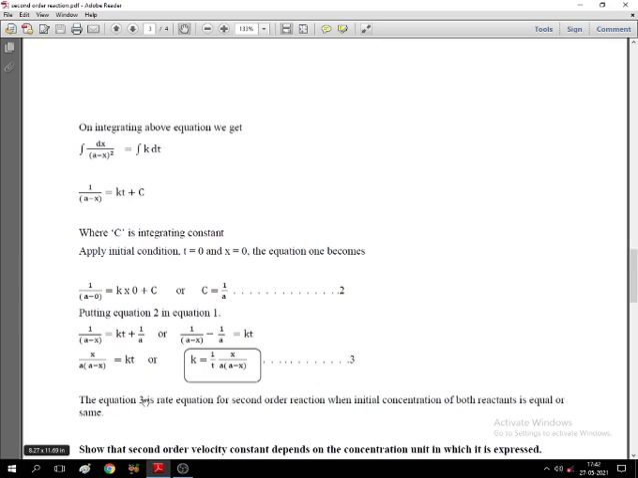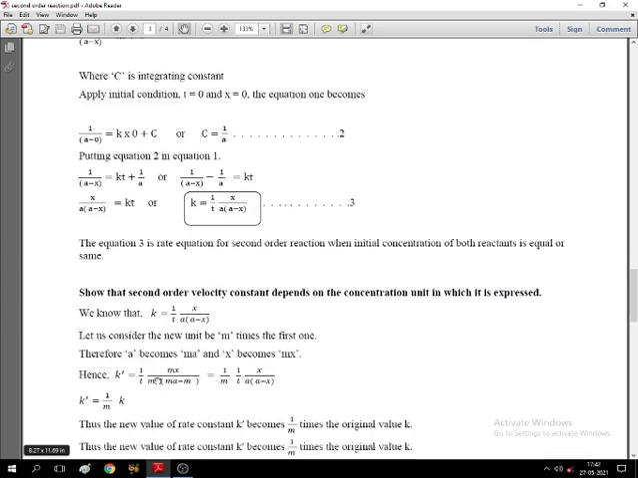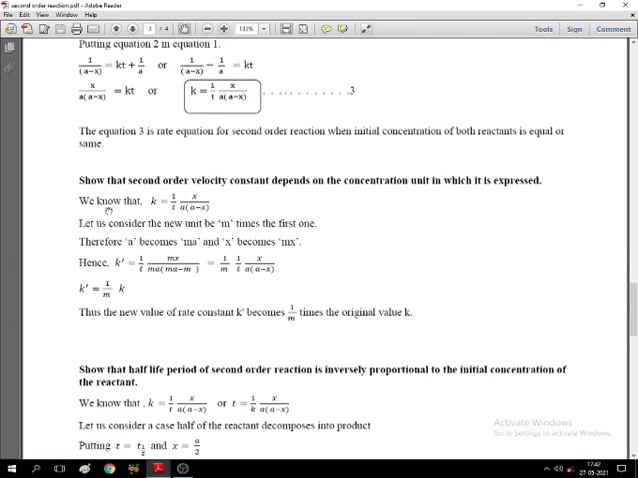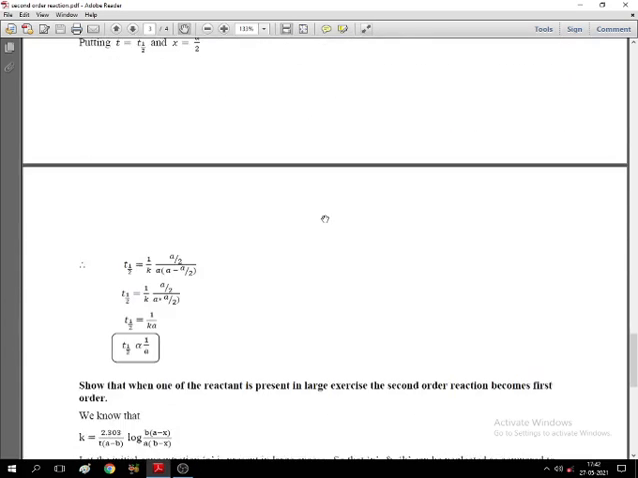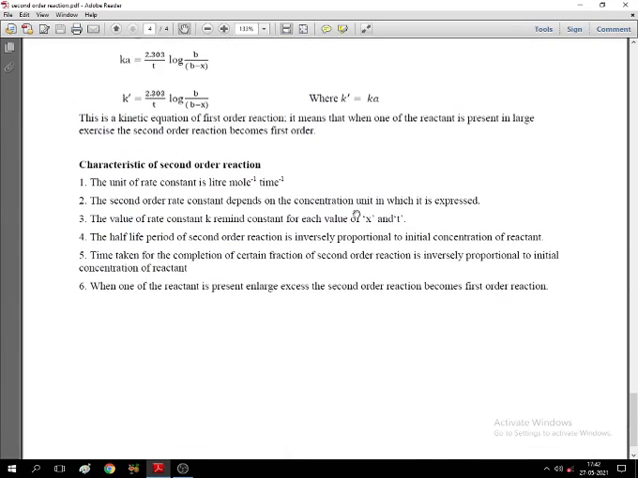Now, in this way, we derive another kinetic equation for second order for the condition A is equal to B, that is both reactants having the same concentration. Now the question asked is to find out the velocity constant, show that the second order velocity constant or rate constant depends on the concentration unit in which it is expressed. Actually, we have to see the characteristics and after that we have to explain it.